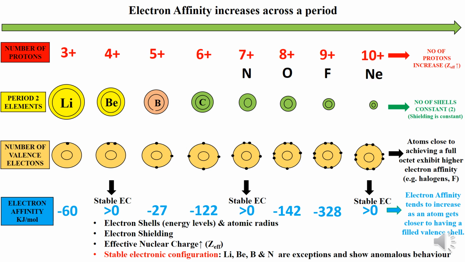And stable electronic configuration is the most important factor. So remember, atoms with stable electronic configuration will not accept the electron easily. Only atoms with unstable electronic configuration will accept the electrons. Now let's take a closer look at the electron affinity trend in period 2 elements and take up some practice questions.